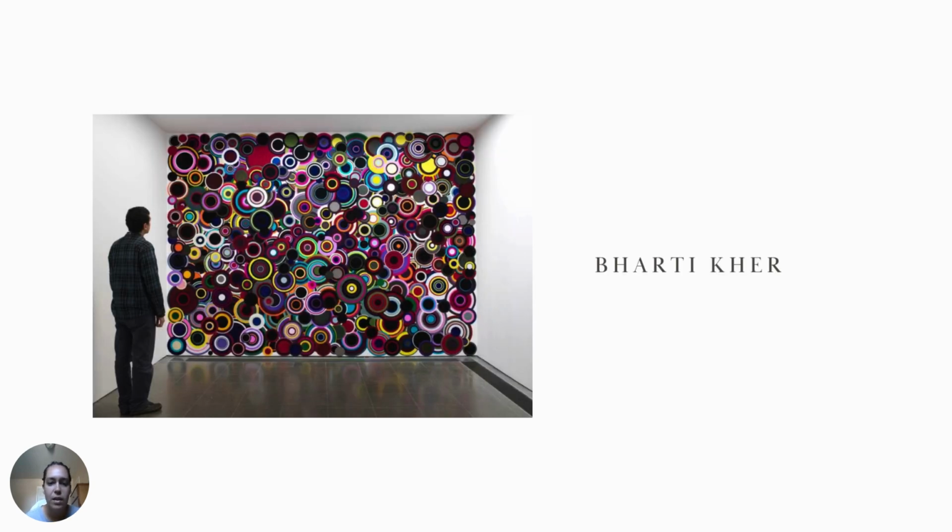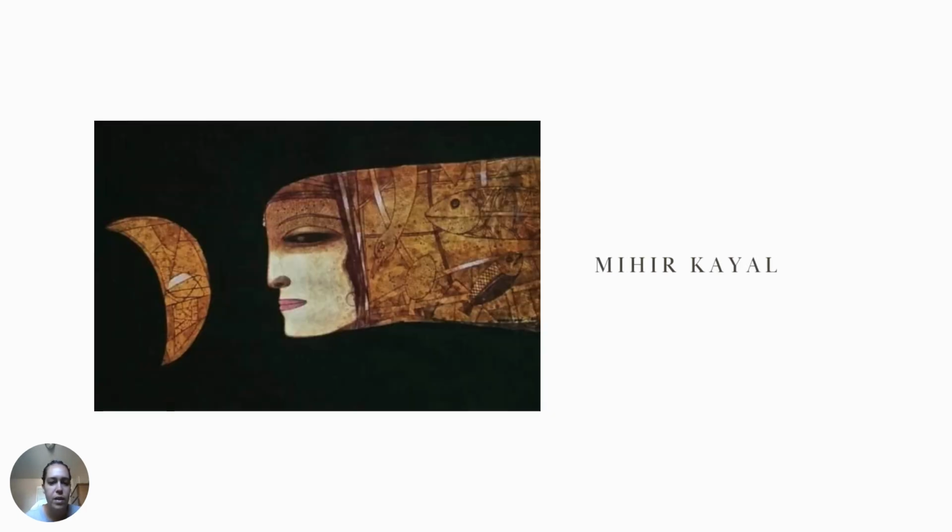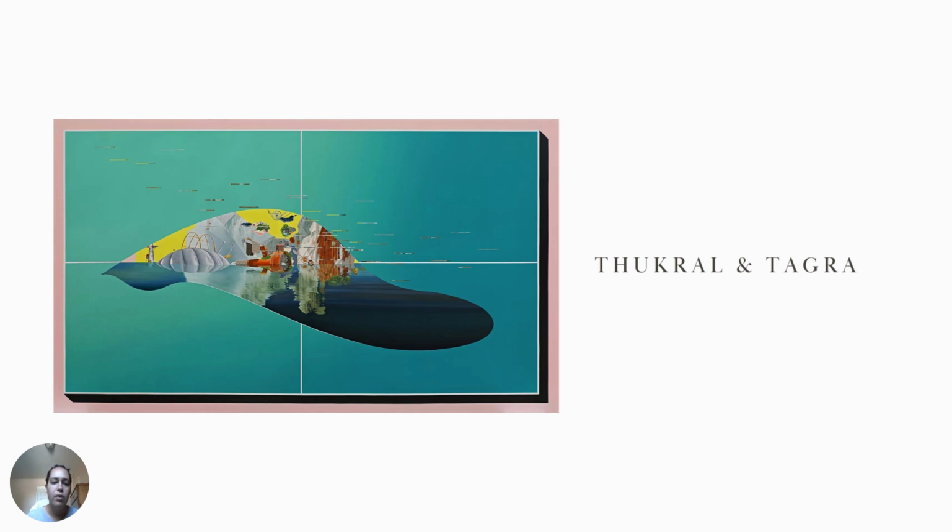So in India, this is Care. Lots of like circles all around in a giant installation, sculpture painting, colorful and beautiful. This is Mihir Kayal. This is another Indian artist. I just think it's really pretty. It's kind of like old techniques mixed with new techniques, kind of graphic, but also kind of like old style, old fashioned. Another Indian artist, Thukral and Tagra.